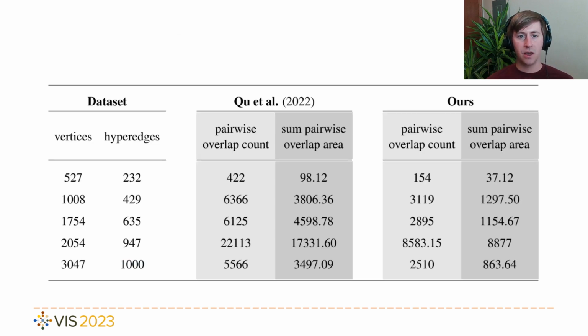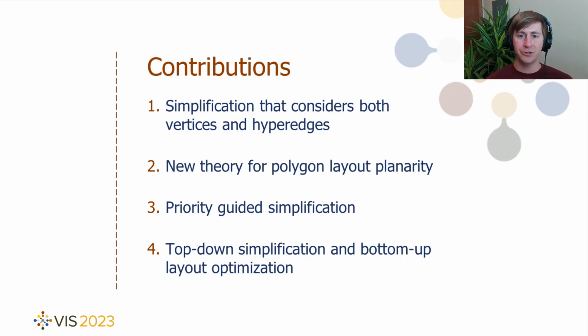Turning to some of our results, our framework is able to significantly reduce the number and size of polygon overlaps compared to the method of Chu et al. for hypergraphs containing thousands of elements. Where their system becomes stuck at local minima in the optimization space, ours is able to circumnavigate many of these situations through the iterative simplification and layout refinement processes. In summary, our work introduces a novel top-down and bottom-up layout optimization scheme for hypergraphs, which incorporates a multi-objective and priority-guided simplification process that is based on novel theory for hypergraph planarity.